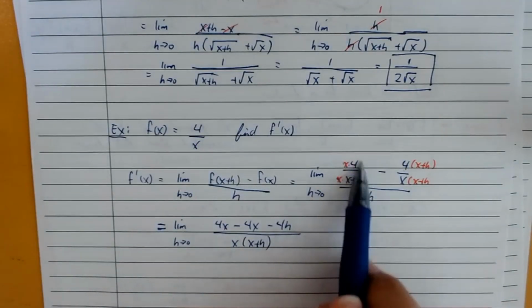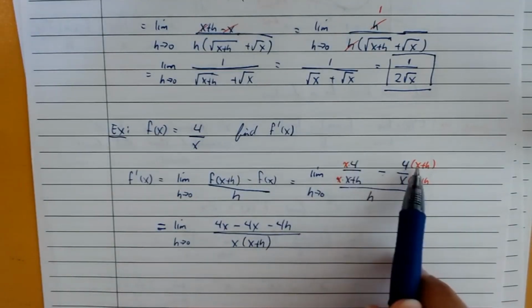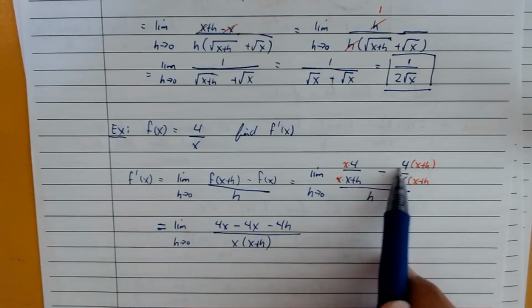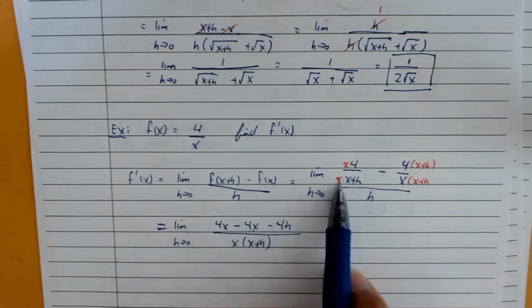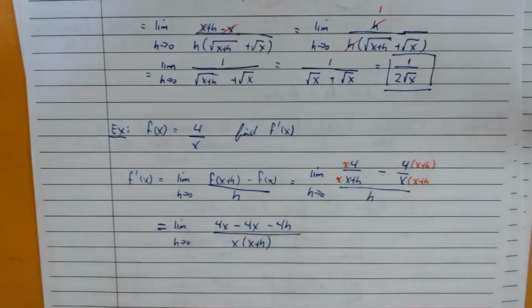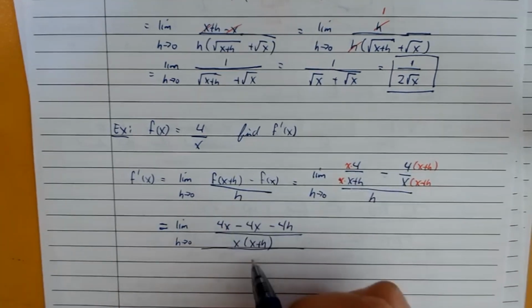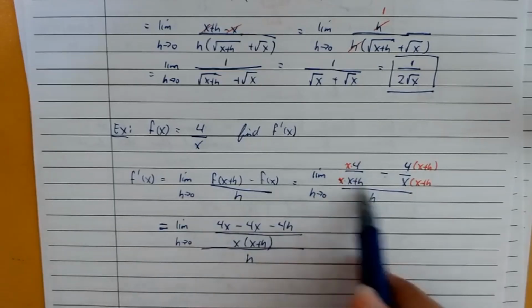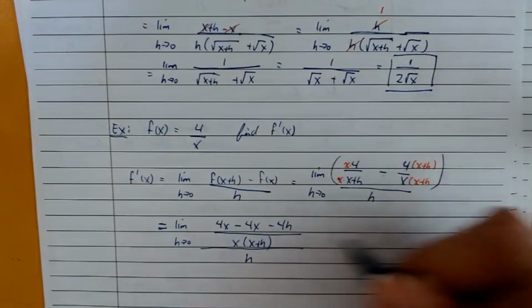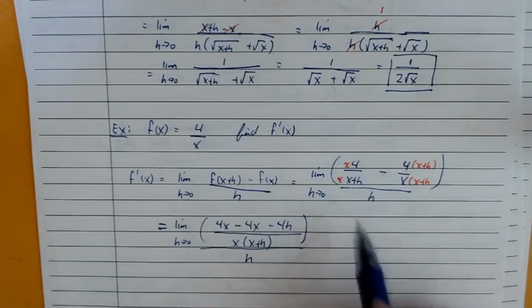Once again, 4x minus 4x minus 4h over your new common denominator. Now don't forget, that's just the numerator. The whole thing is being divided by another h. That whole thing is being divided by another h.